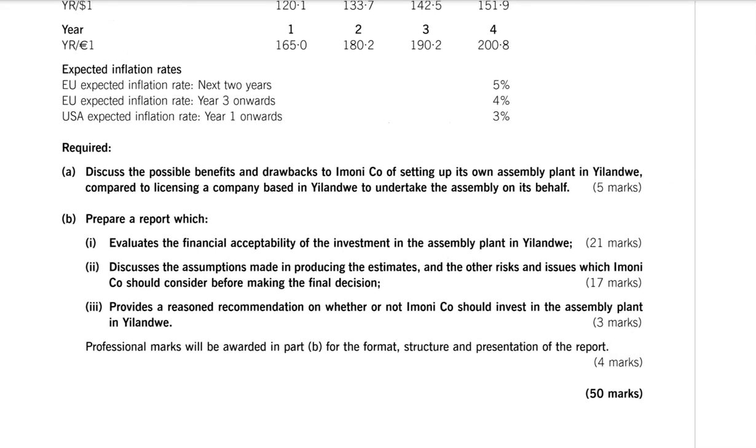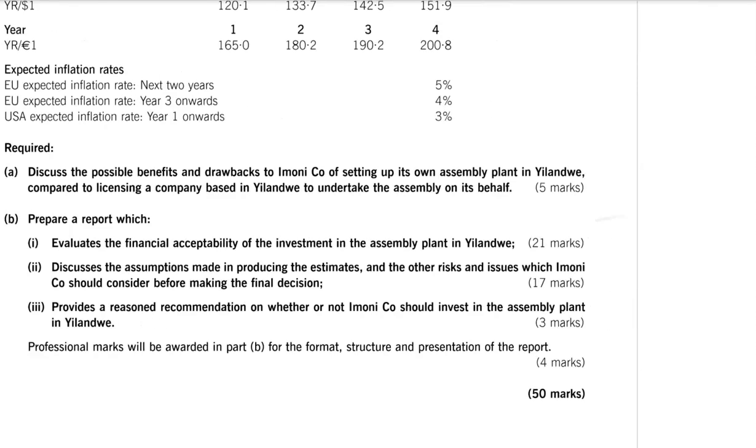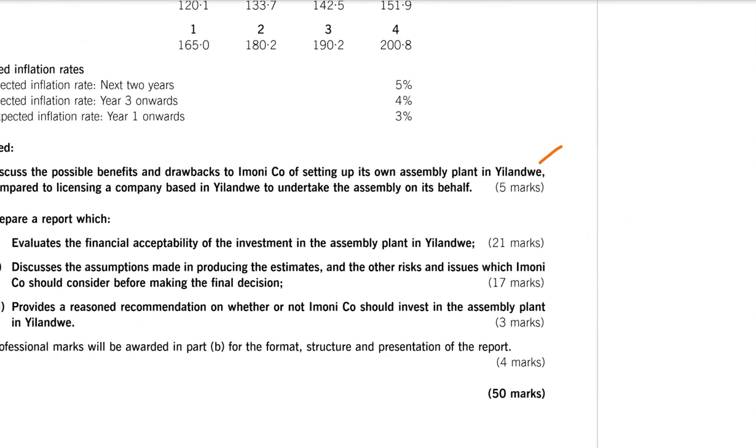Discuss the possible benefits and drawbacks to Imani company of setting up its own assembly plant in Yilandwe compared to licensing a company based in Yilandwe to undertake the assembly on its behalf. So in the first part, there is a comparison between direct investment and licensing.